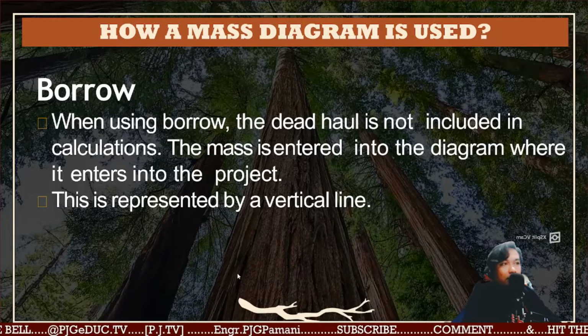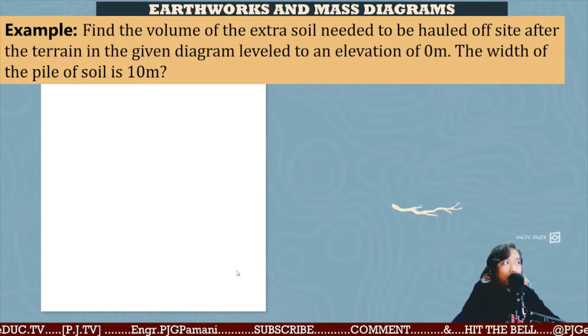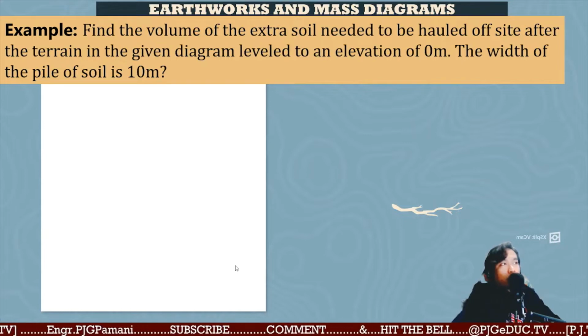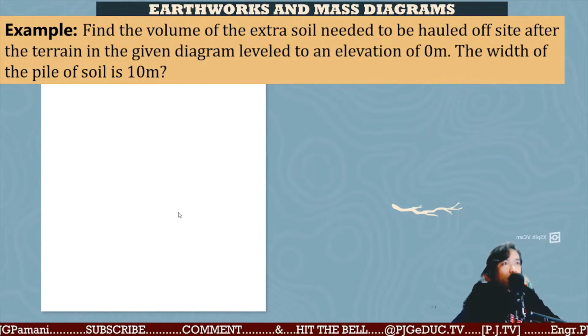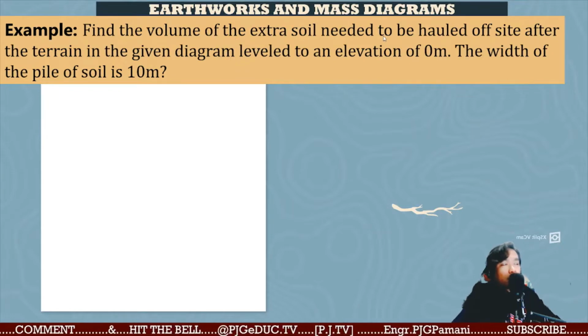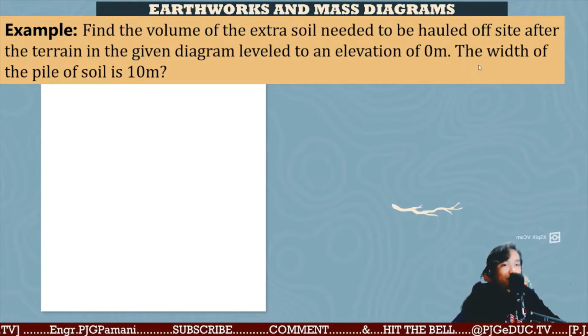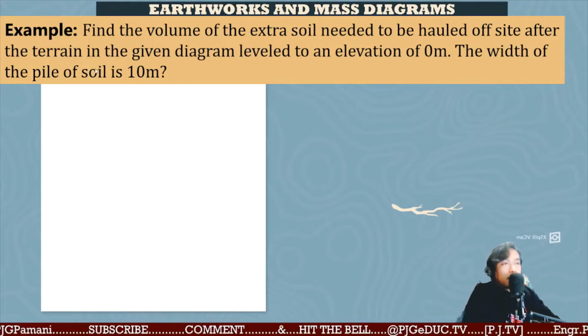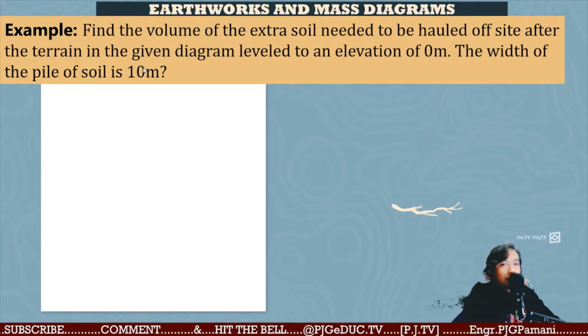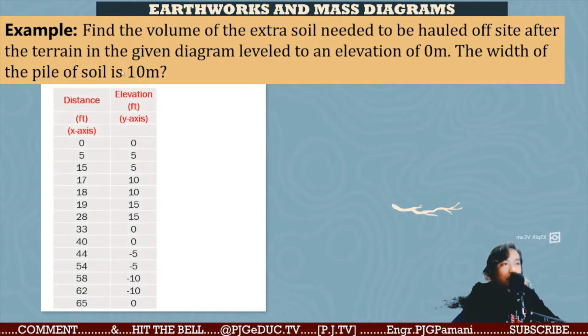For an example for mass diagrams on earthworks, we have here: find the volume of extra soil needed to be held off-site after the terrain in the given diagram is leveled to an elevation of 0 meters. The width of the pile of soil is 10 meters. So this is now our data.